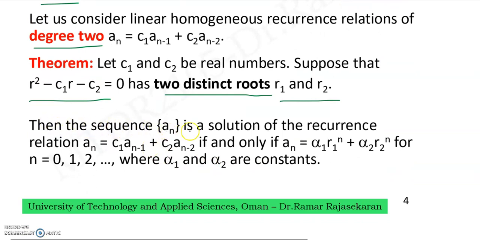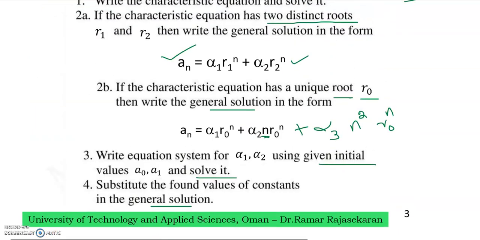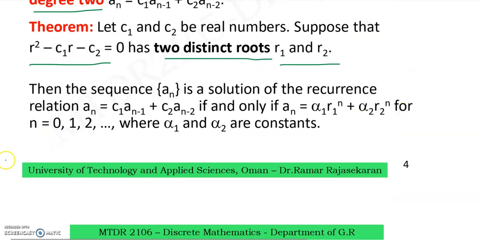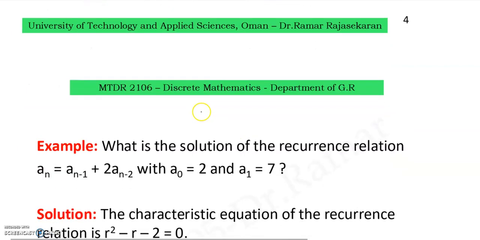Then the sequence a_n is a solution of the recurrence relation. How to write the solution? a_n is equal to alpha 1 r1 power n plus alpha 2 r2 power n, for n equal to 0, 1, etc., where alpha 1 and alpha 2 are constants. That's what we have seen here. Now we will see one example for this.